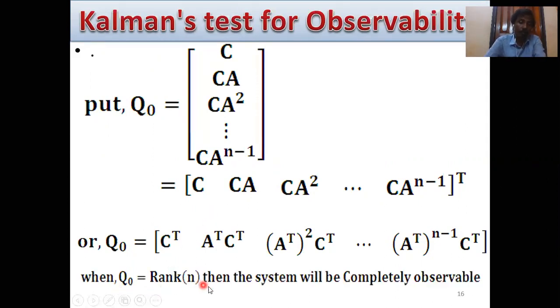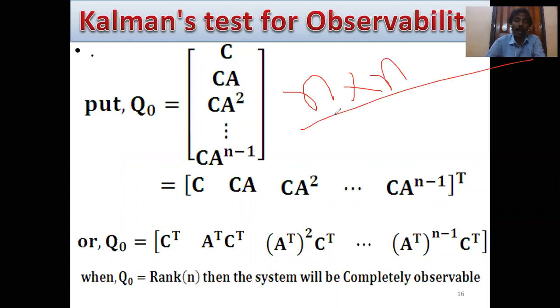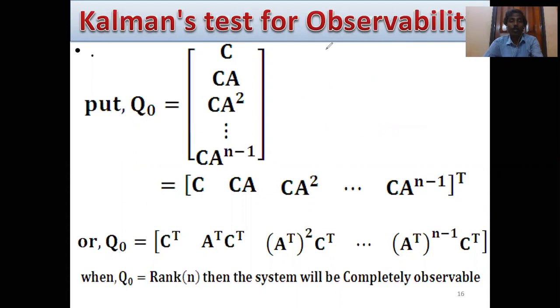When the rank of Q0 equals n, the system will be completely observable. That means if this is an n cross n matrix and its rank equals n, then the system is completely observable, otherwise unobservable.